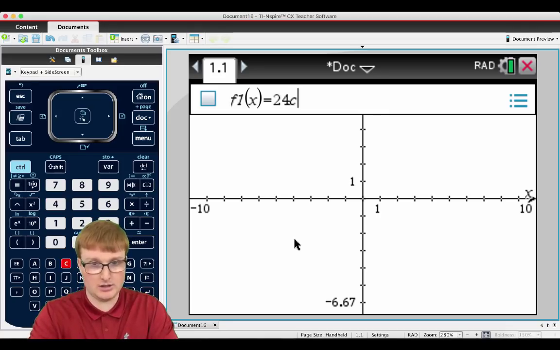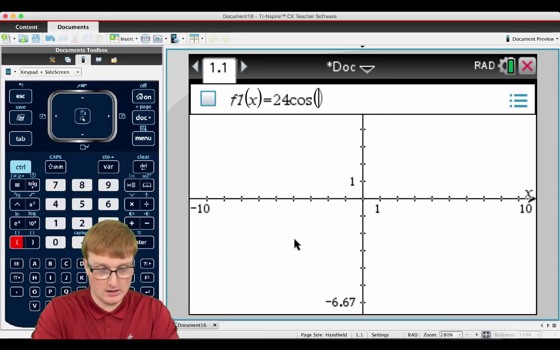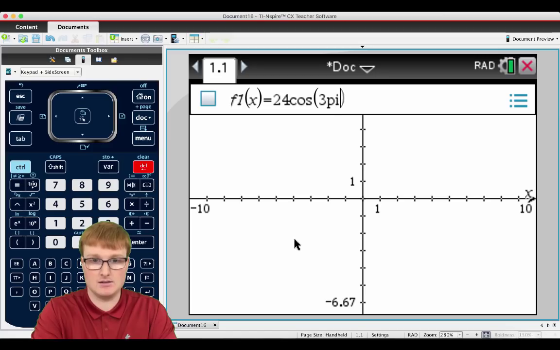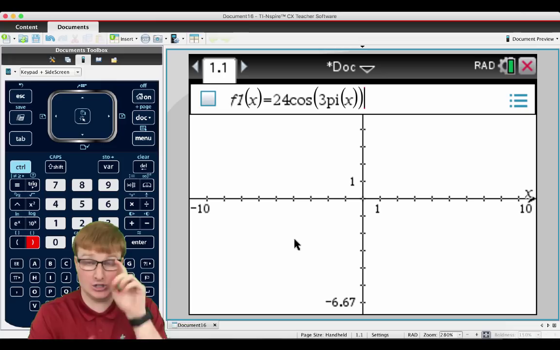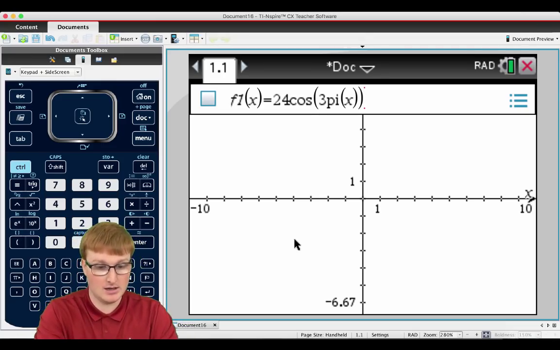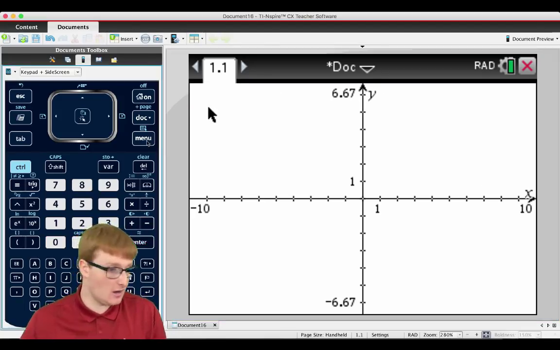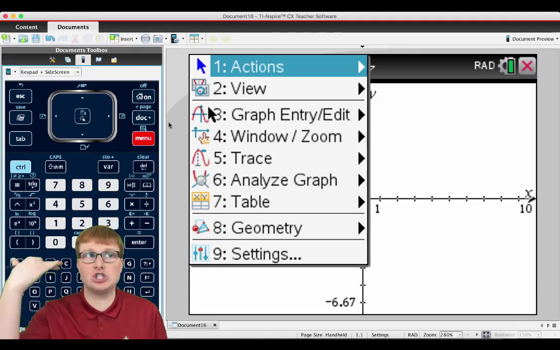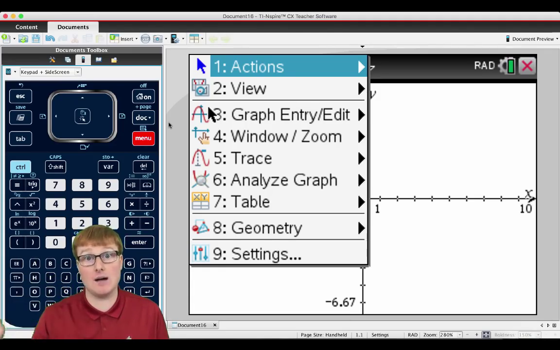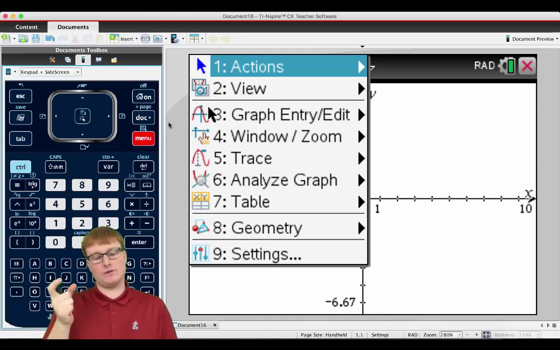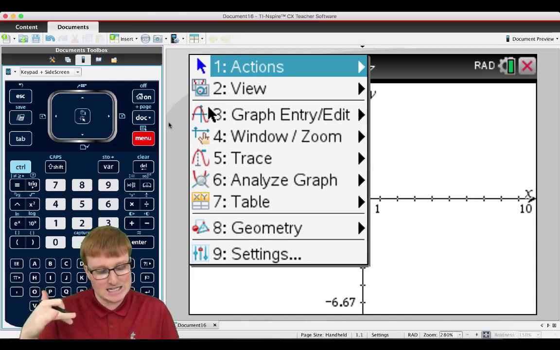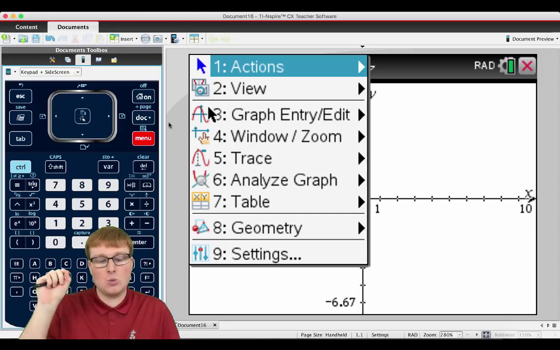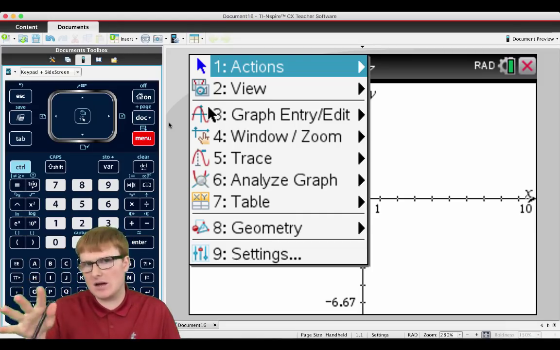So you have 24 cosine of 3 pi t. Sorry, x. Ignore that I just typed in pi. It's so much faster for me when you're typing it on the computer, but it does give you pi, I promise you. So I am going to change my window. I know that the amplitude is 24, and I know it's a vertical shift of 120 units up. So I'm going to go from like 90-ish to 120 plus 24, that's 144. I'm going to go up to 150.